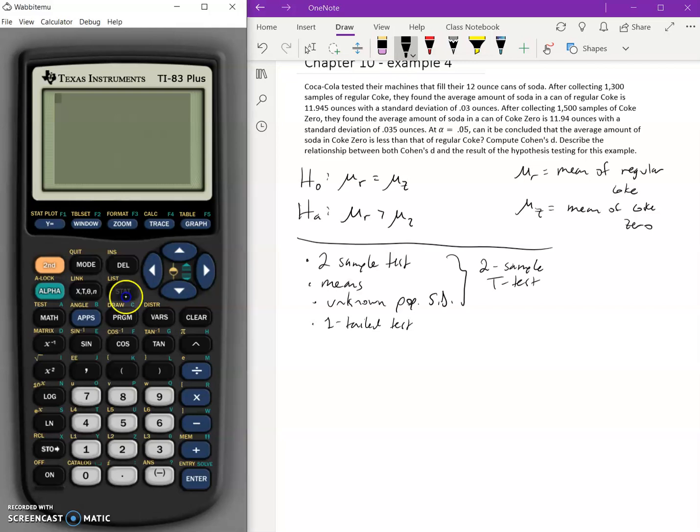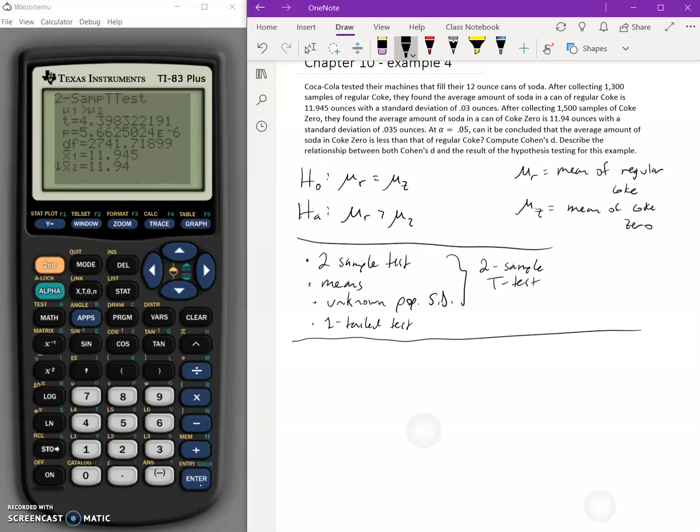So if we go to our calculator, we'll go to stat, we'll go over to tests, we'll go down to two-sample t-test. We have our stats, we can type them in. X1 is 11.945. The sample standard deviation is 0.03, and enter in all of this information from the question. For our alternative hypothesis, we're looking for mu sub 1 is larger than mu sub 2. And then we never pool, and we calculate this.